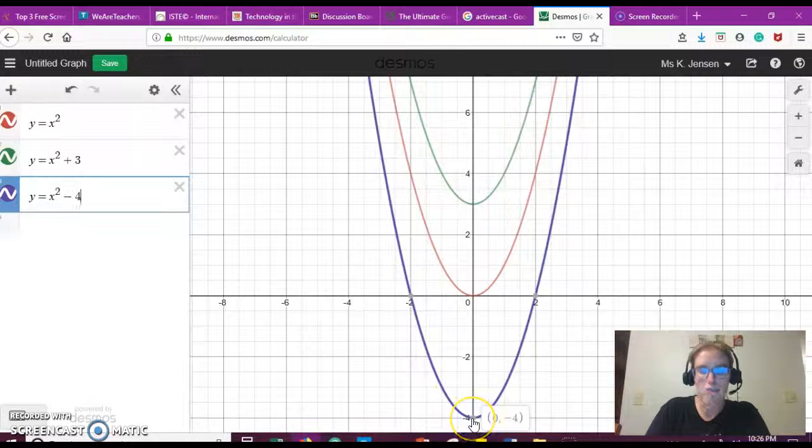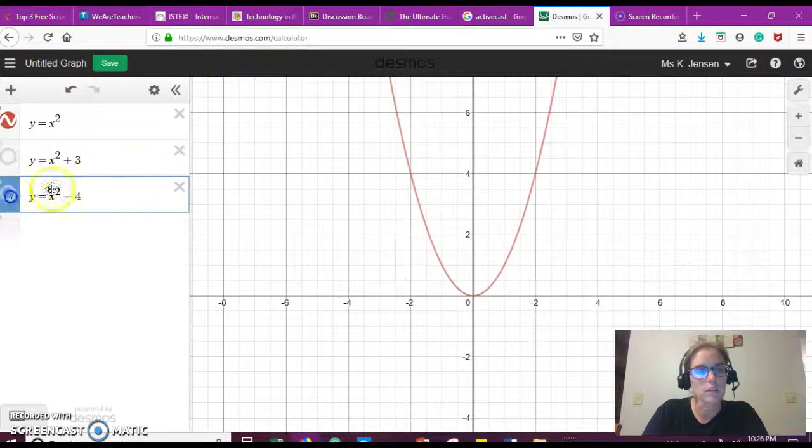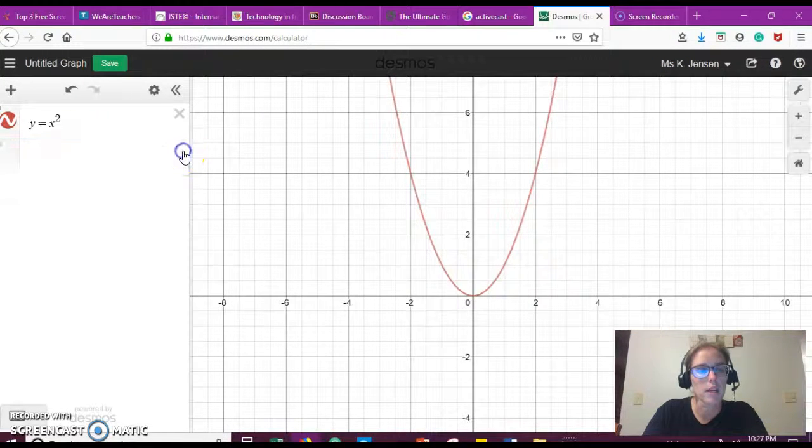It went down 4. So notice what happens in our equations. Whatever we add to the equation, that constant at the end, plus 3, makes the graph shift up. Subtracting, in this case minus 4, makes it shift down. So there's our vertical shifts. I'm going to delete these graphs for right now. We're back to just our parent function.